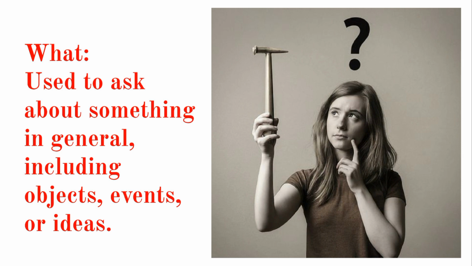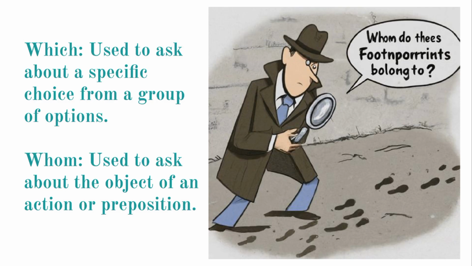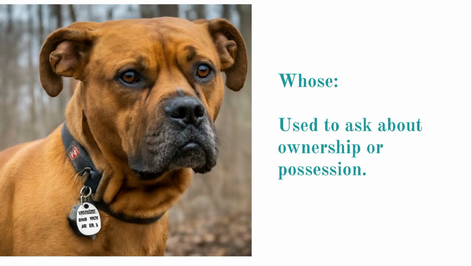Look at this picture. This one is which, used to ask about a specific choice from a group of options. Whom, used to ask about the object of an action or preposition. Look at this picture carefully. The next one is whose, used to ask about ownership or possession. This is called interrogative pronouns.